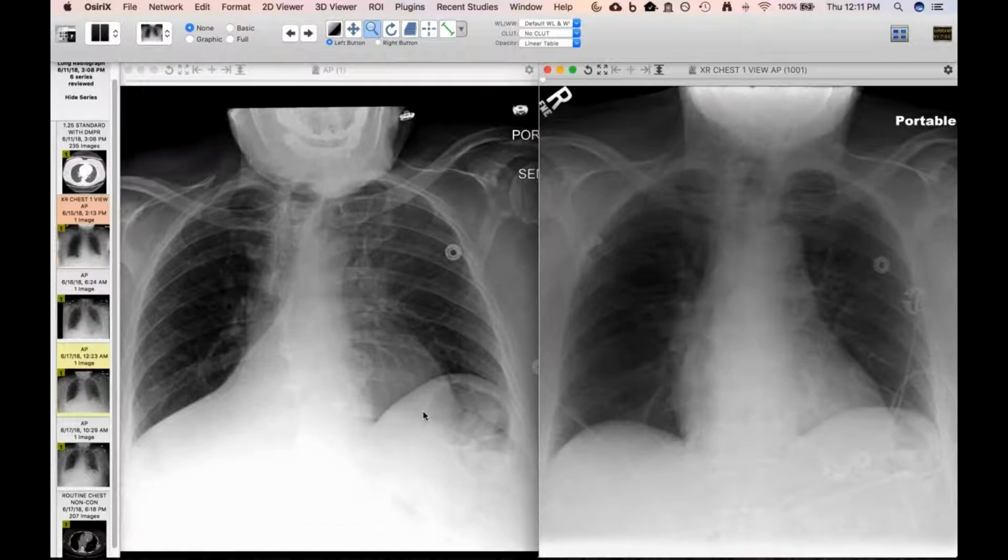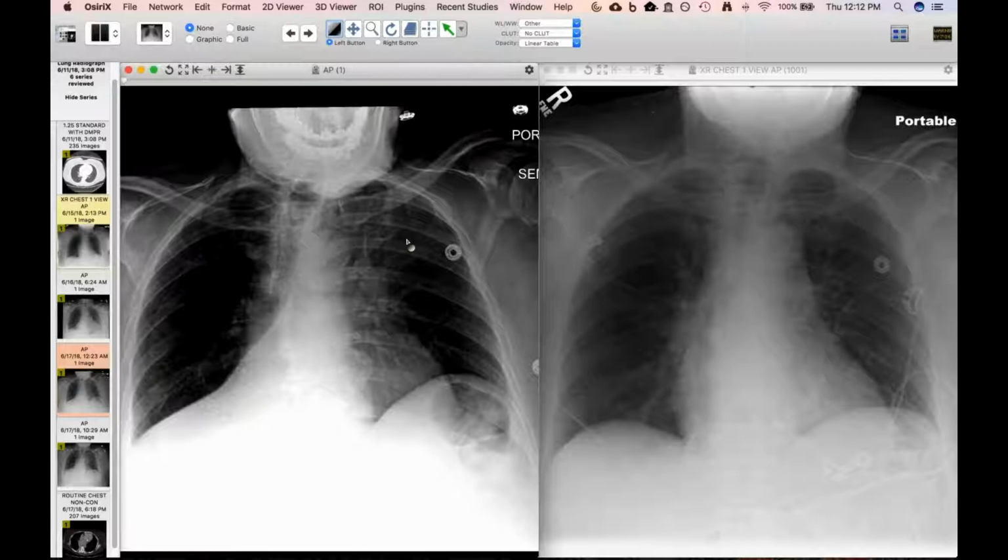I always think it's fun when you can have satisfaction of search, because everybody looks at this and says, oh, looks like there's right middle and lower lobe collapse. You've lost the diaphragm. You've got a lot of volume loss. You don't really see the minor fissure here. You've lost the right heart border. But then also you can see that there's a subtle veiling opacity in the left upper hemithorax.